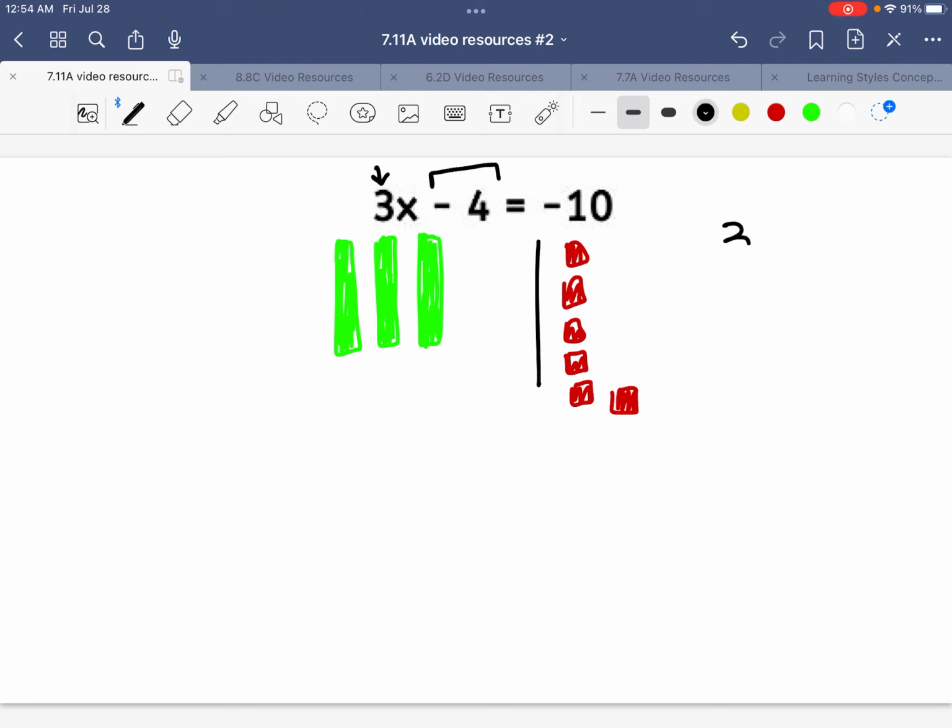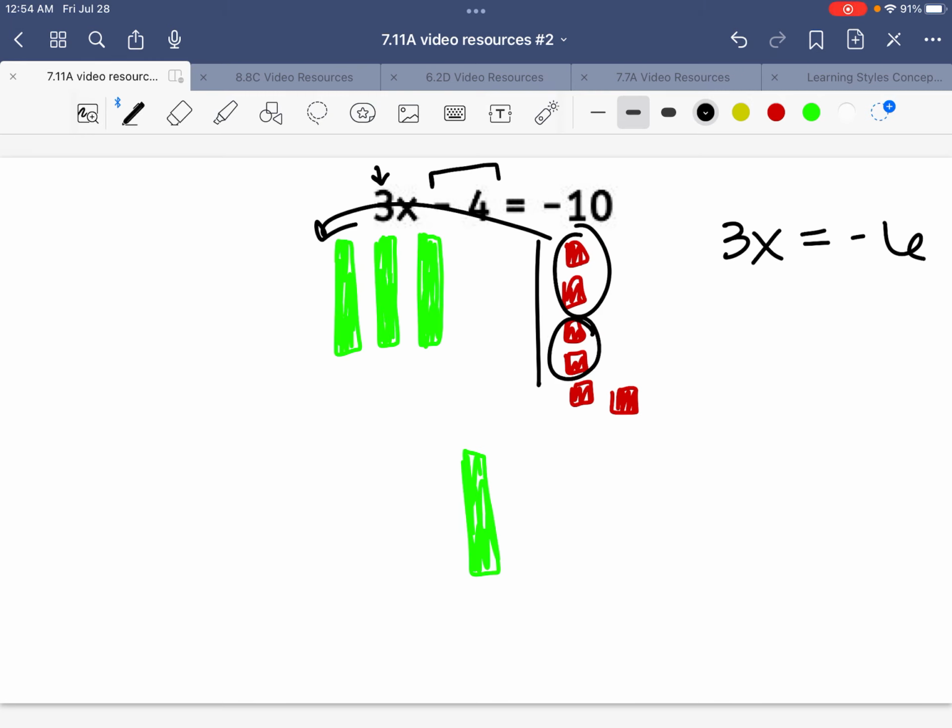And now I see that I have 3 x's equal to negative 6. So this is just another one-step equation. I know 3 groups of x is equal to negative 6. So I want to find out what only one group of x is. So what I can do is I can share all of these 6 negatives equally into the 3 x's. So 6 shared into 3 groups of x tells me that 2 negatives go with each x.